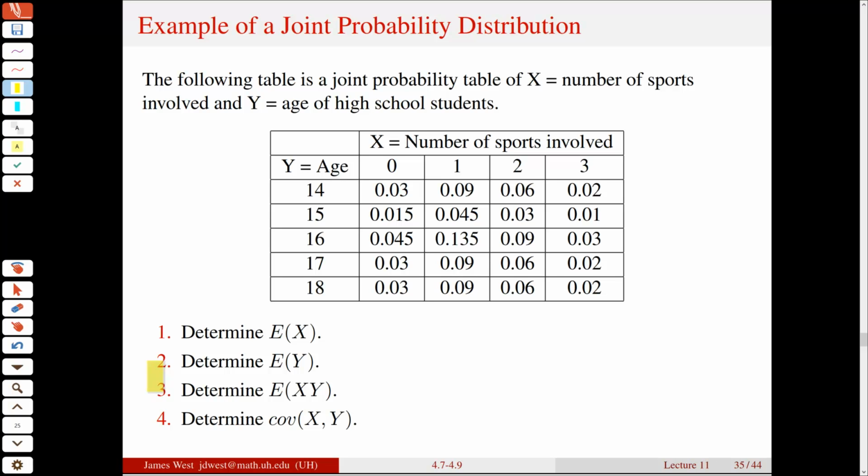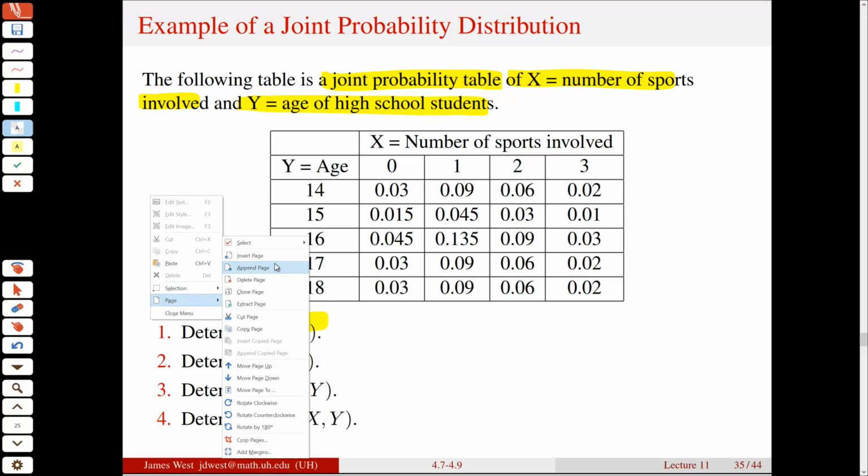We have here a table, the joint probability table of X being the number of sports someone is involved in and Y being their age. We want to determine the expected value of X. Now here's one place we could use the matrix command in RStudio to save us a little bit of time.